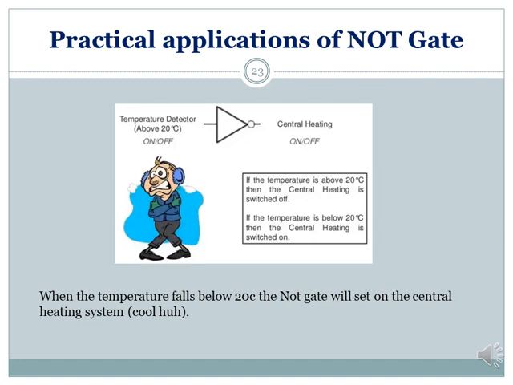The NOT gate will do this: whenever you have a high voltage, it will be converted into low voltage, that is, complemented into low voltage. Here we are also applying the same scenario. Whenever it detects a high temperature, it will be converted into a lower temperature.